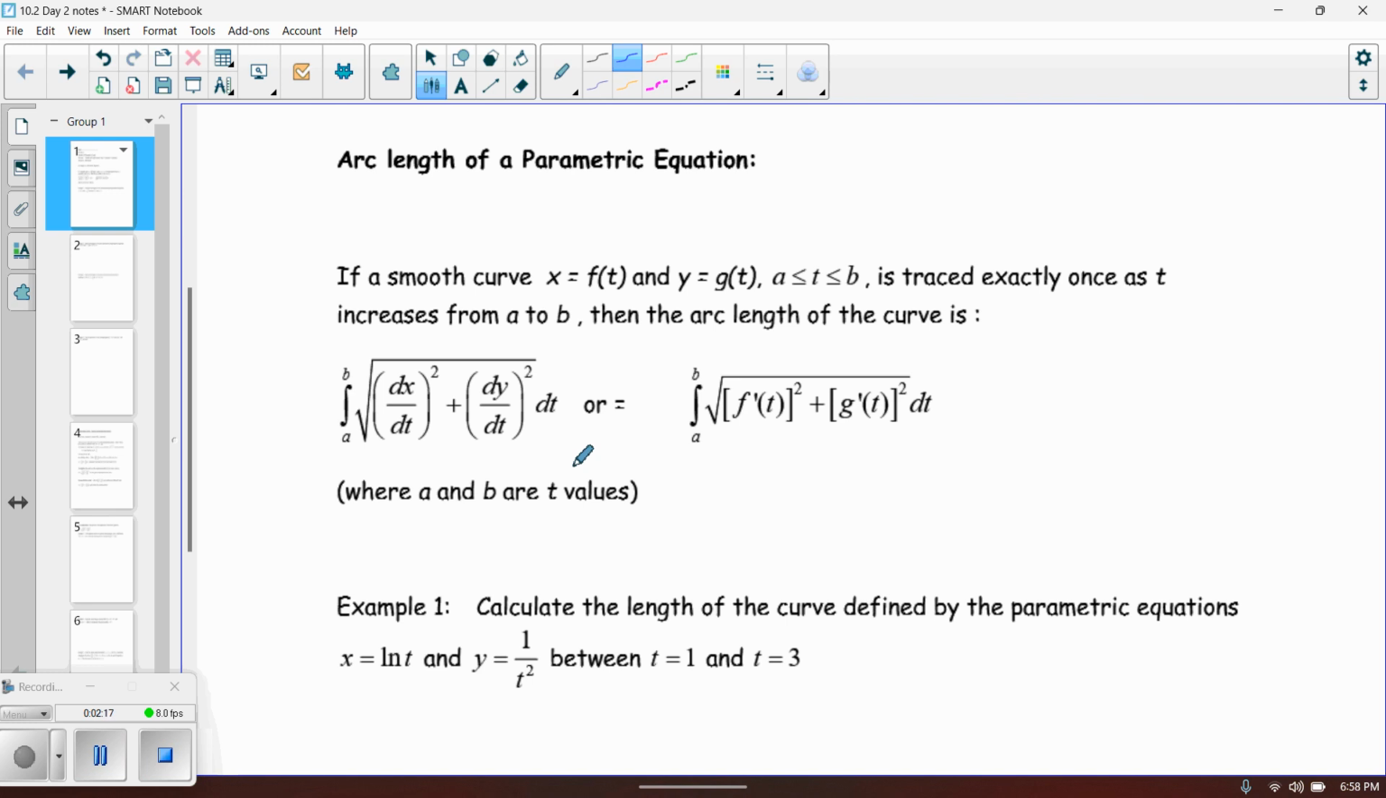An alternative form of that is the same exact formula. Instead of using dx/dt, dy/dt, we're going to use f prime of t and g prime of t, if you allow f to be your x and g to be your y, or vice versa, or whatever. So it's basically the same formula.